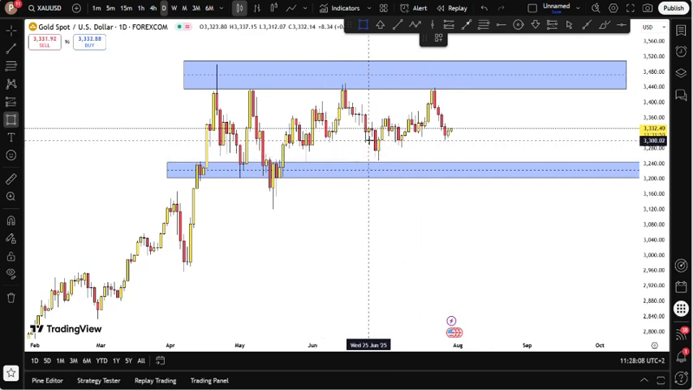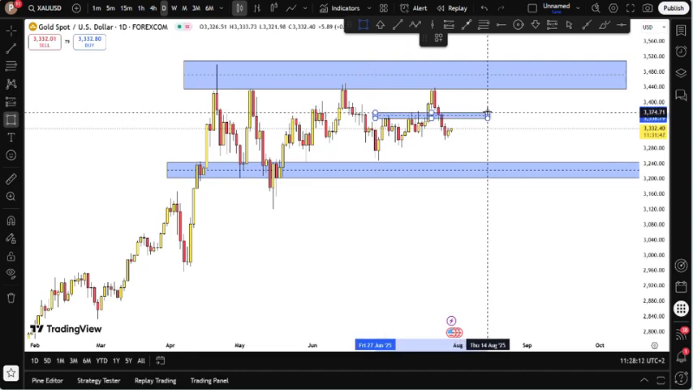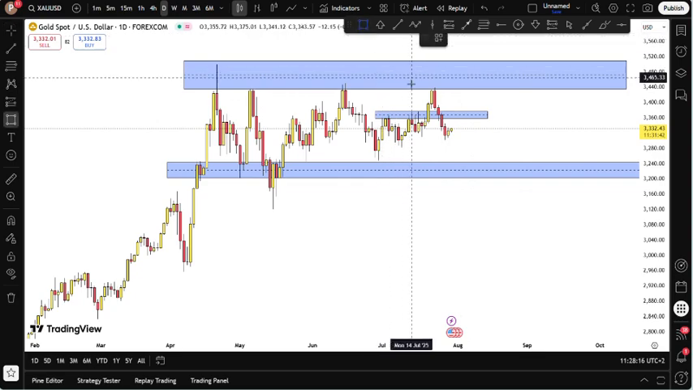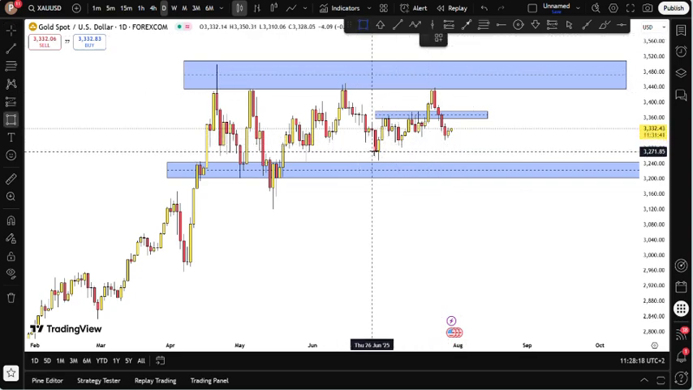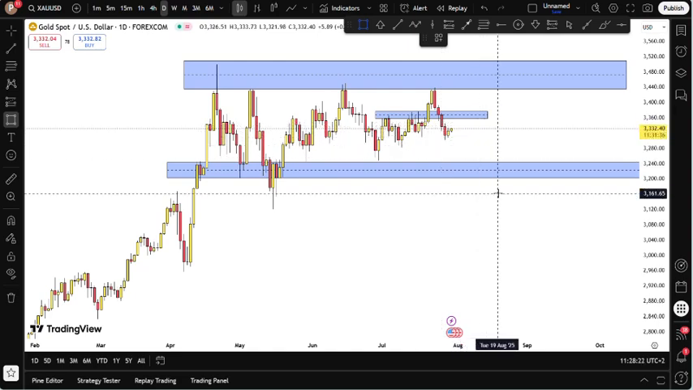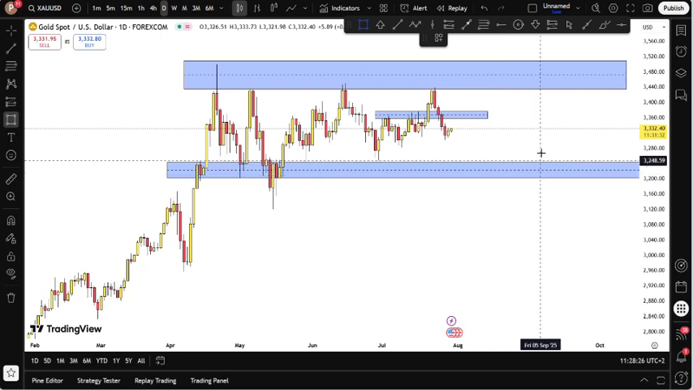Here's a zone that was broken and has not been tested. And then, since we know that gold is consolidating at this point, I wouldn't advise much, but in order to know and see what's going to happen, we have to wait, guys. Patience is the name of the game here.